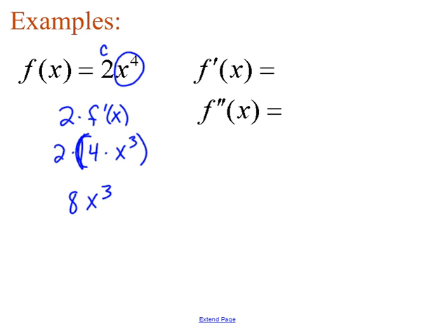Now I wouldn't write that in my next step. I would just say, all I do is take my power, 4, times my constant, 2 times 4 is 8, and reduce my power by 1. And when I go to do my second derivative, I'm just going to take the 3 times the 8, which is 24, reduce that power by 1, and we end up with 24x squared.